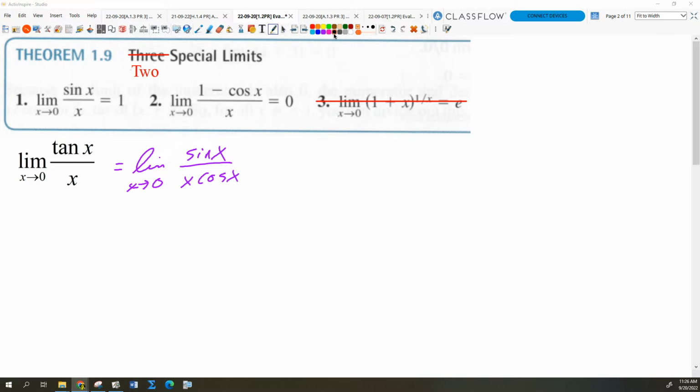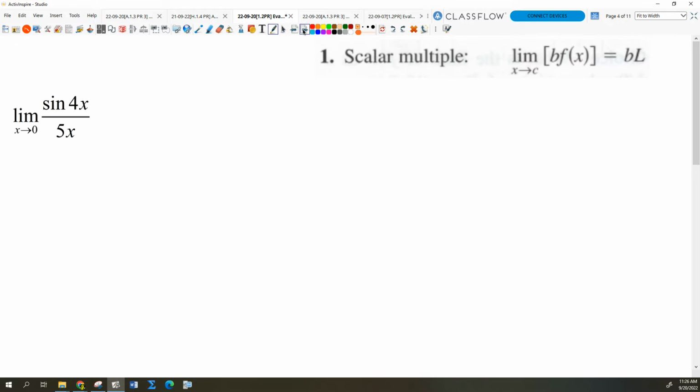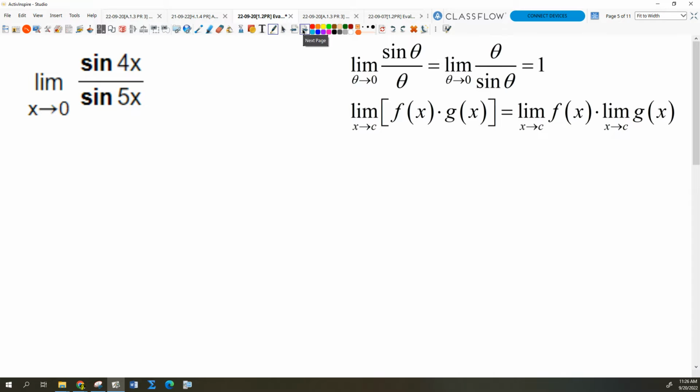I'll give you a hint. There's a property of limits that we want to use here, and I think I'm going to just copy and paste so I don't have to write so much. I think I've got it coming up here. No, where the heck is it? Right there.